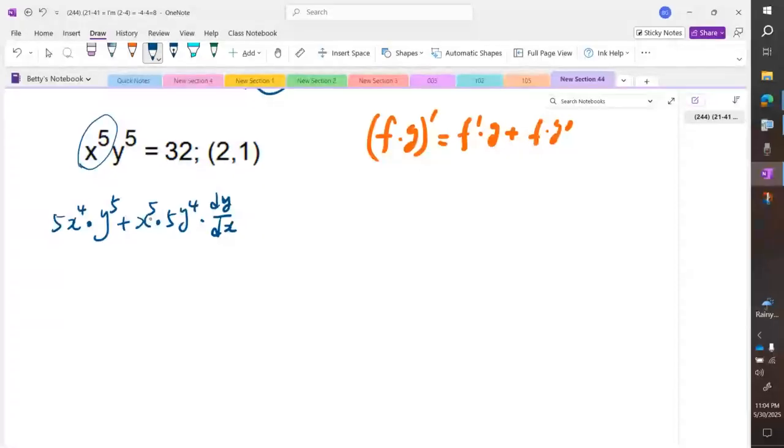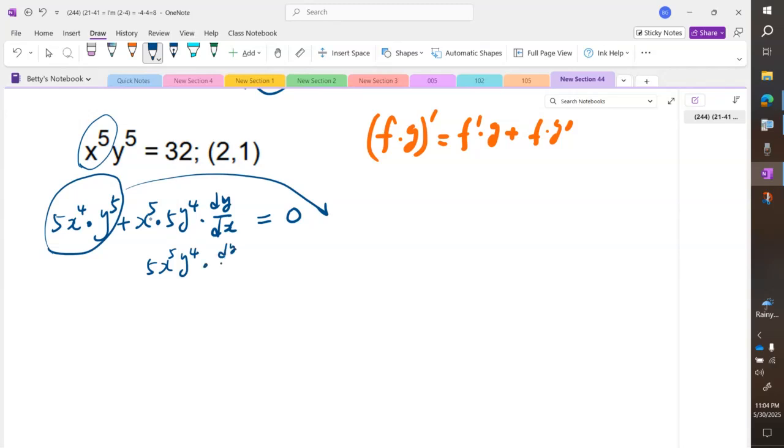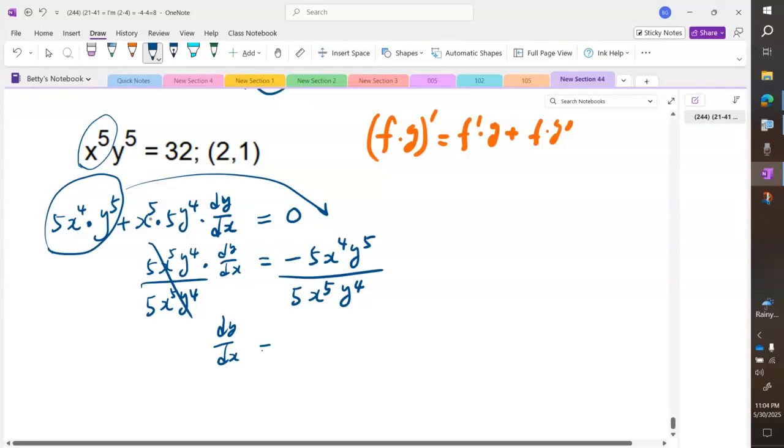Let me double check. Yes, the right side is 0 because the derivative of a constant is 0. Okay, then we're going to move this term to the right. We're going to have 5x^5 y^4 times dy/dx equals negative 5x^4 y^5. Divide each side by 5x^5 y^4. The 5 cancels the 5, and dy/dx equals negative y over x.